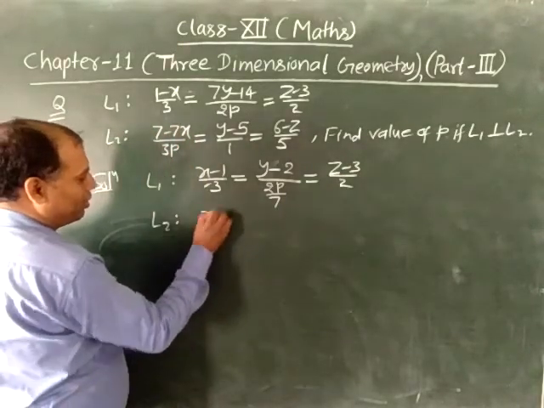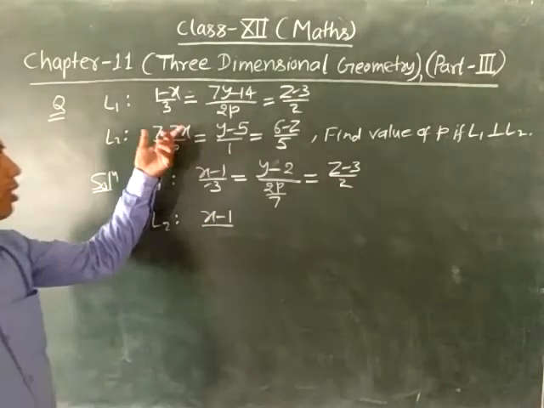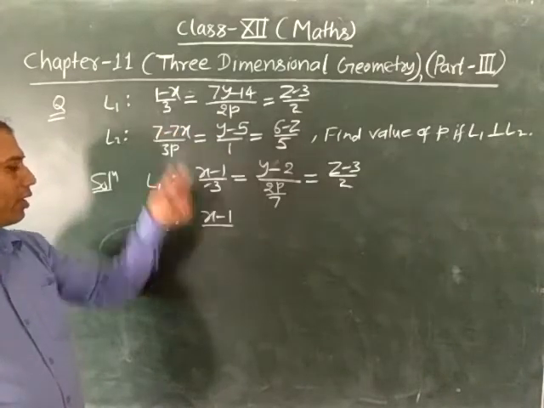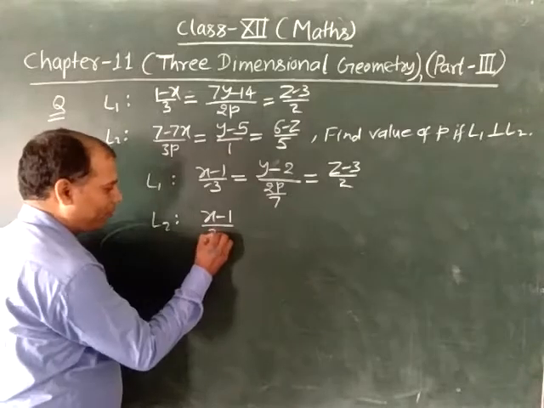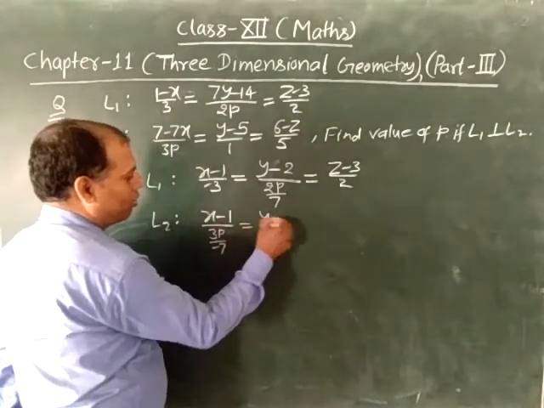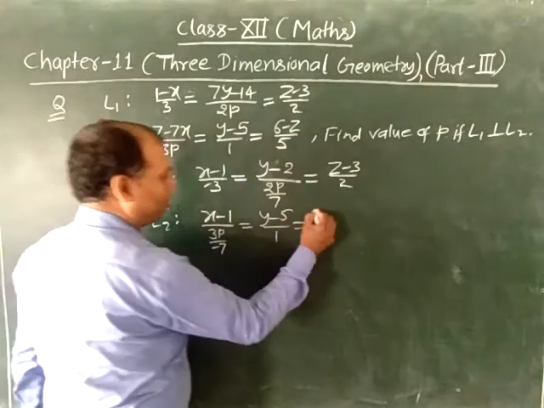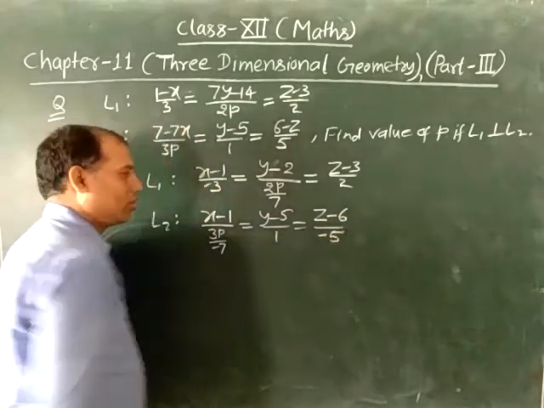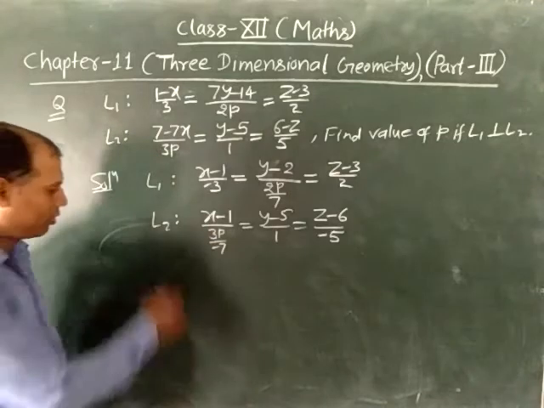and similarly the L2 line can be written as (x minus 1) by taking minus 7 common from the numerator. If we take minus 7 common from the numerator, we get x minus 1, and minus 7 can be written with 3p, equal to (y minus 5) upon 1 equal to (z minus 6) upon minus 5. So these equations are converted into standard form.